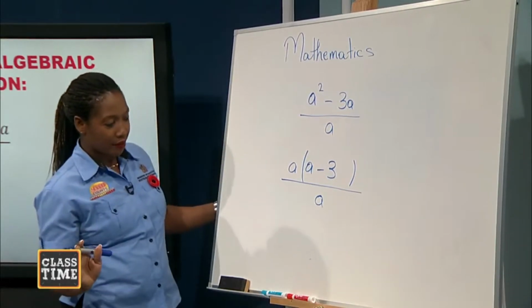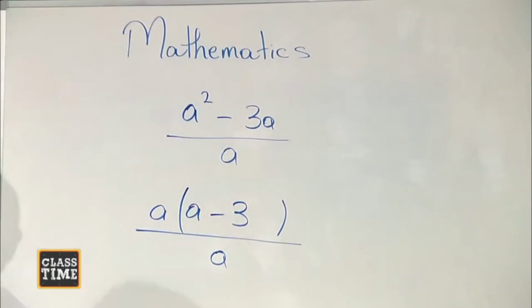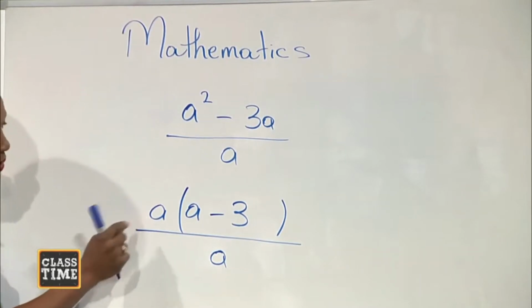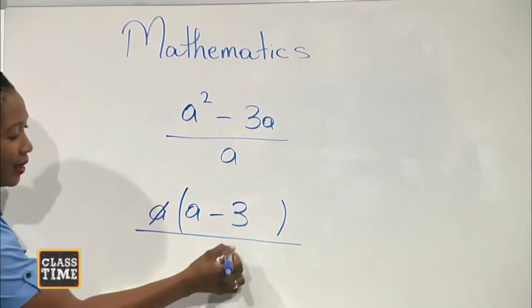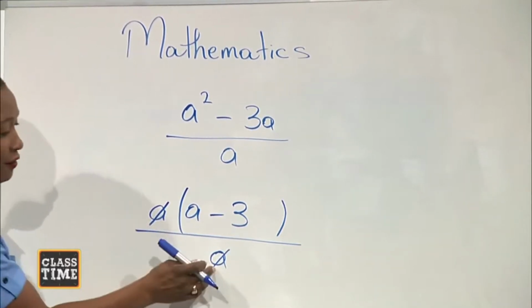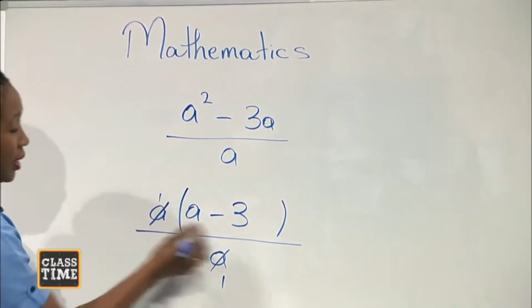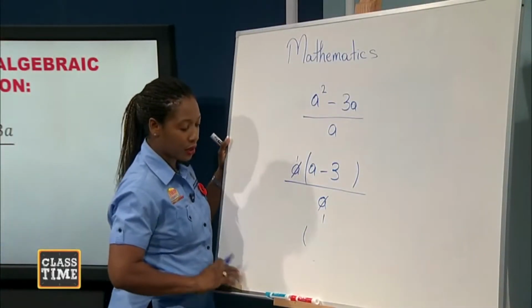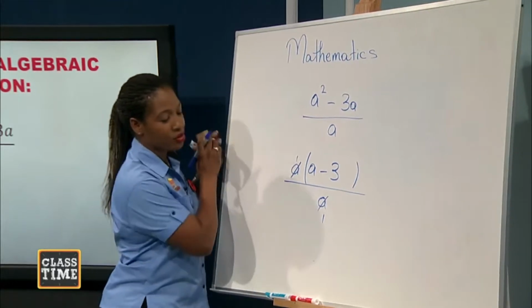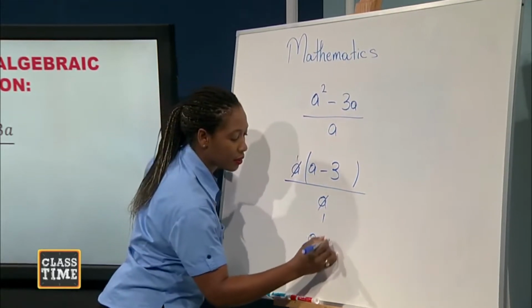I've factored out a. So now I have a, open bracket, a subtract 3, close bracket, all divided by a. Can I still simplify, Camille? Of course we can. We have something common in the numerator and in the denominator. So I can factor out a again. If I factor out a here, what do I have left? I don't even need that bracket anymore. So all I have left is a subtract 3.